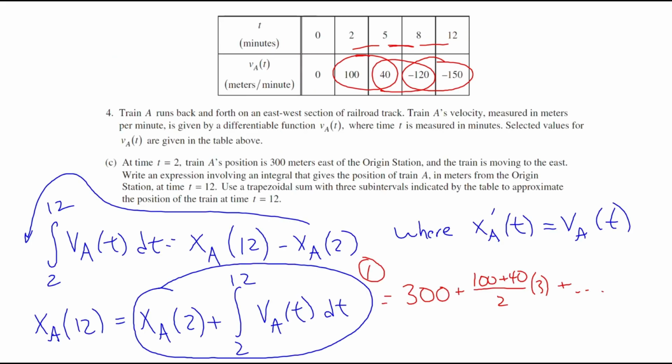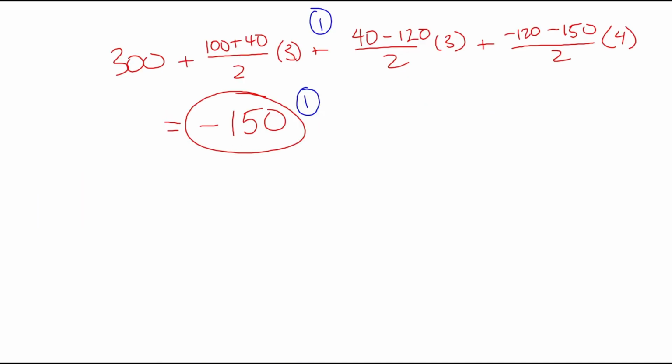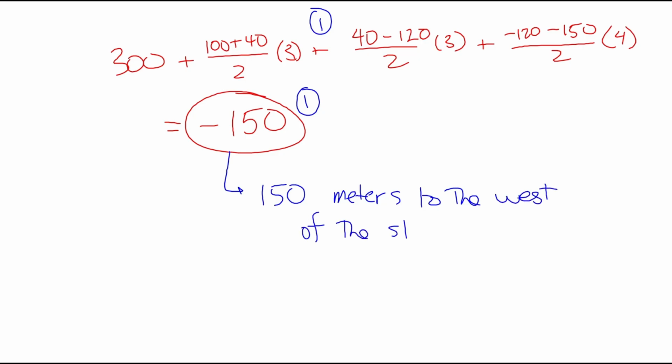Now, the wording of the question says approximate the position of the train. And so it would be better, rather than just writing negative 150, we'd want to say it's something like 150. Our units were meters here, so 150 meters to the west of the station, right? Because to the west of the station was negative values, and to the east was positive values.